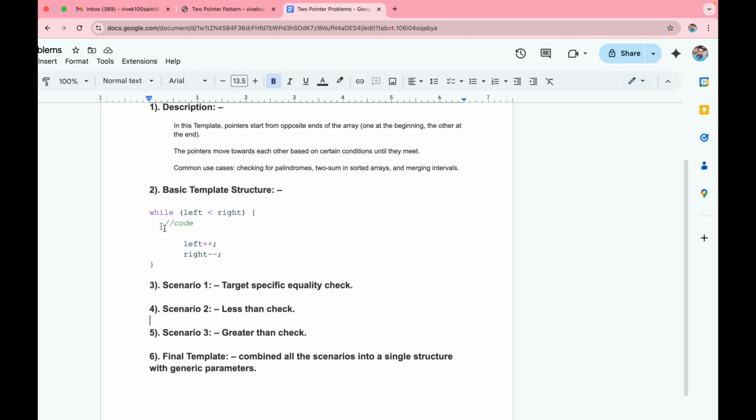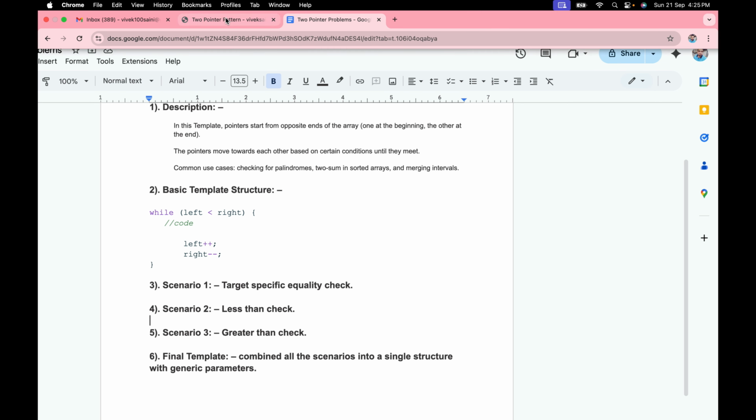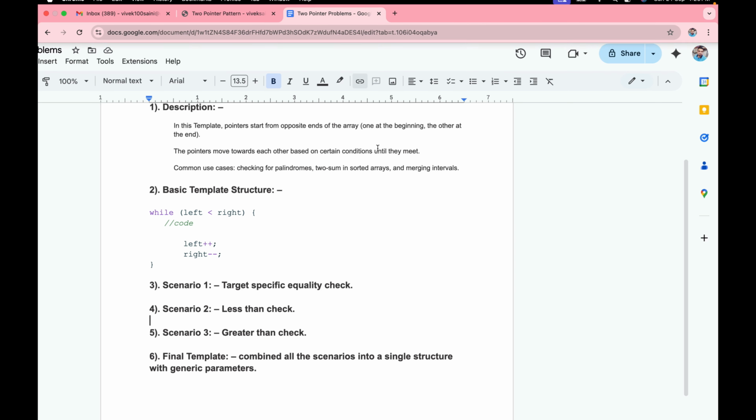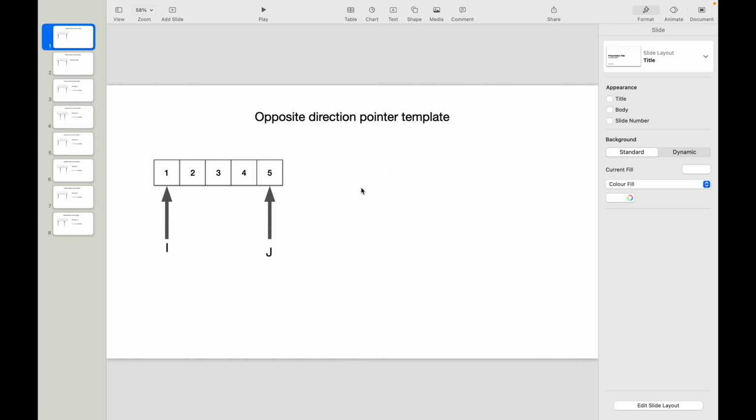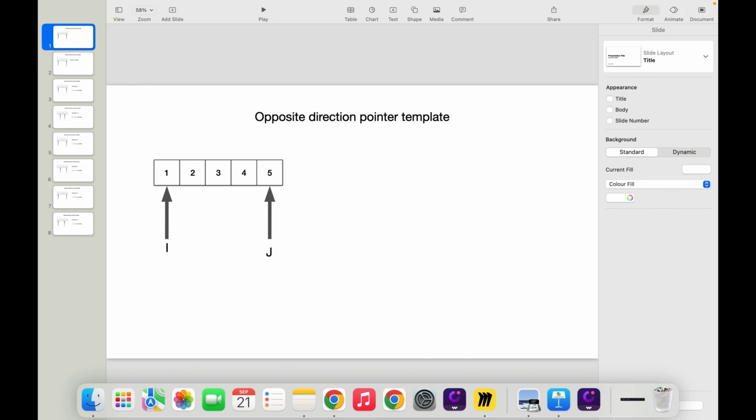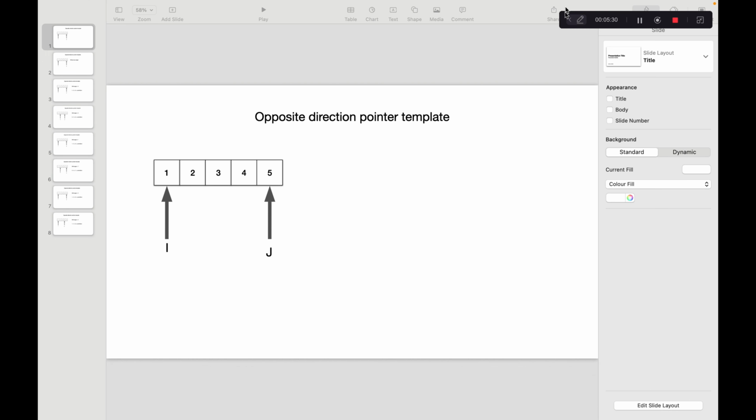Before jumping to the code, we are going to understand this slide. So what is happening here? This is our first slide, and as you can see, we have two pointers. Let me draw it, and I will explain it in detail.